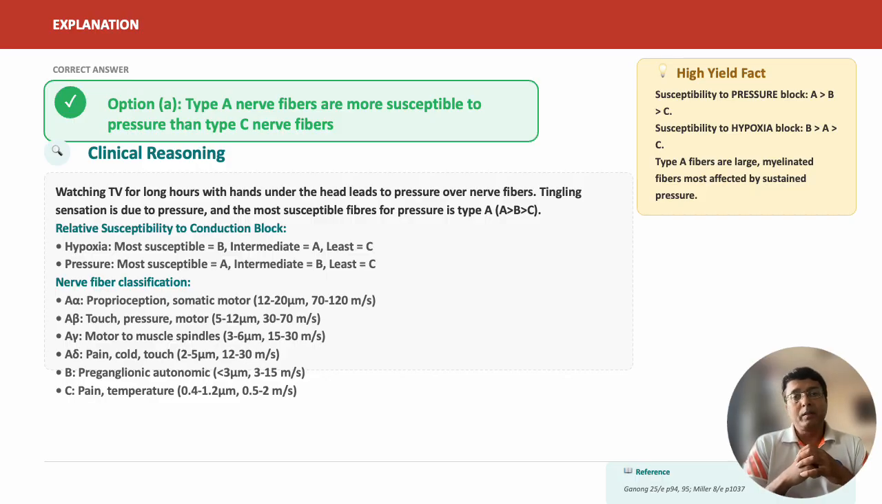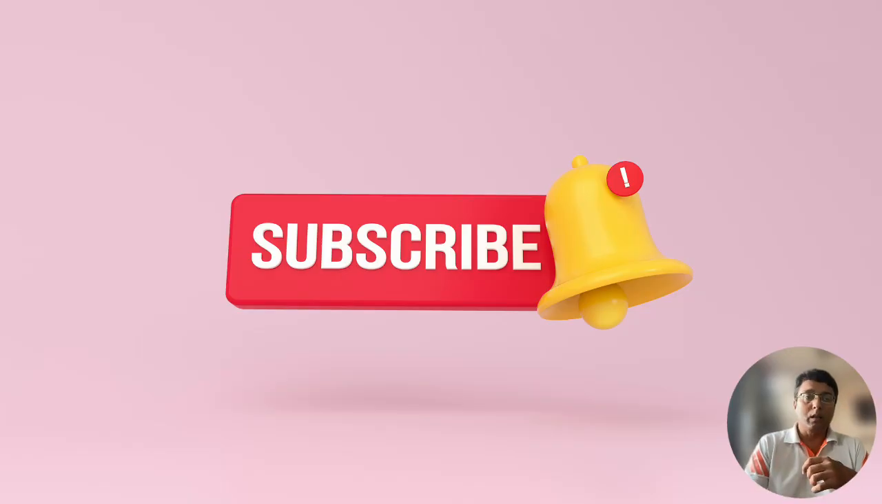So here is the takeaway point. In view of susceptibility to pressure, the most susceptible fiber is fiber A; in view of local anesthetic susceptibility, the most susceptible fiber is fiber C; and in view of susceptibility to hypoxia, the nerve fiber of concern is fiber B.